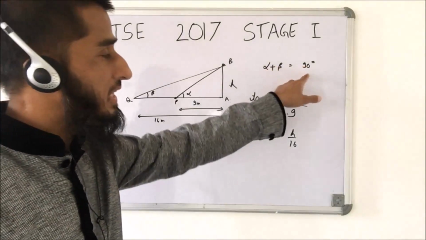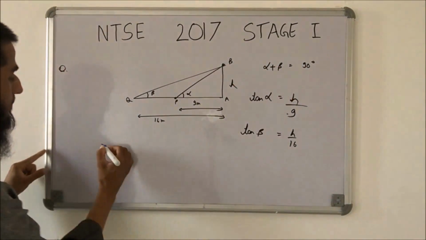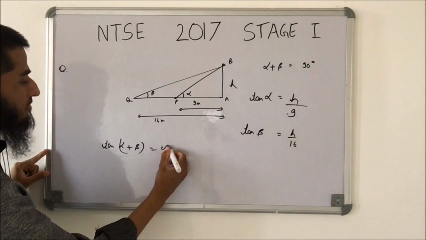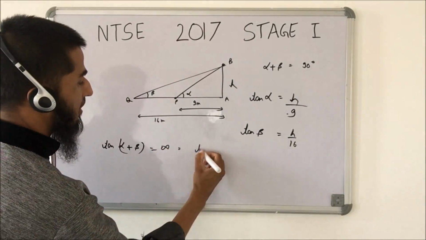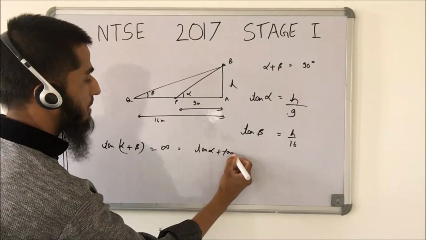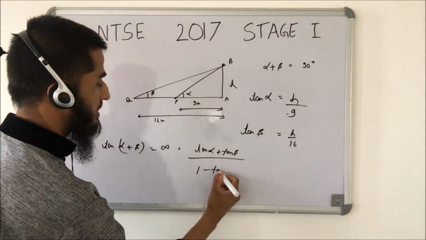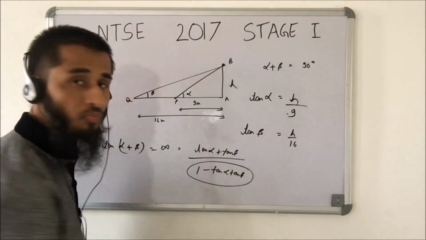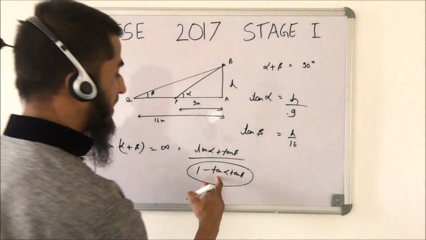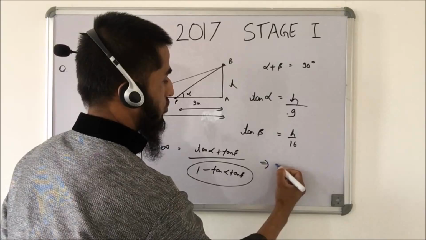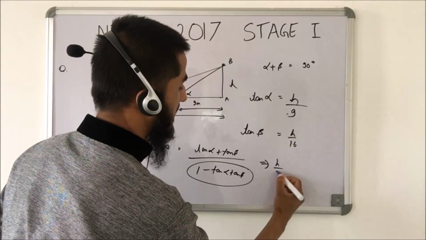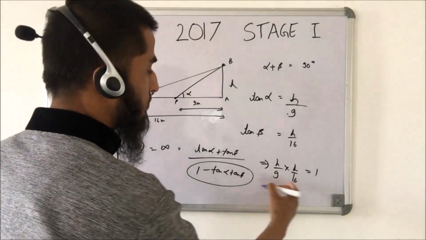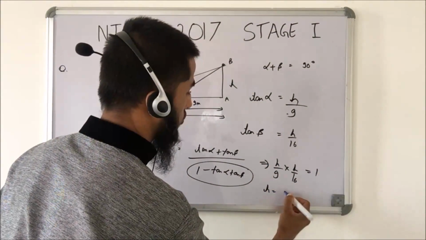Now alpha plus beta is 90 degrees, which means tan of alpha plus beta becomes infinity. Tan of 90 is infinity, and tan of alpha plus beta is tan alpha plus tan beta upon 1 minus tan alpha tan beta. When this is infinity, it means the denominator is 0. Denominator is 0 means tan alpha tan beta becomes 1. So h by 9 into h by 16 is 1. So h square is equal to 144. So we get h equal to 12 meter.